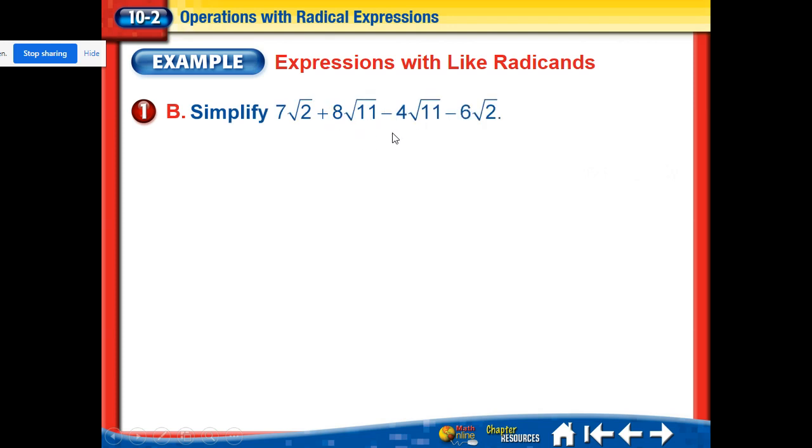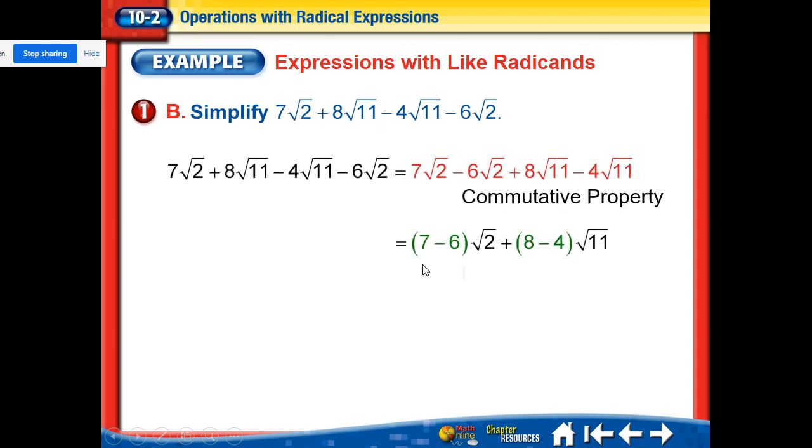Here we have two different variables. We have a square root of 2 and a square root of 11. The square root of 2's can be added together, and the square root of 11's can be. Actually, they're going to be subtracted, right? So 7 minus 6 is 1. So 7 minus 6. And then we do the 8 minus 4.